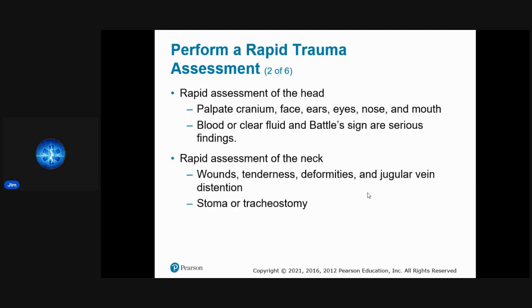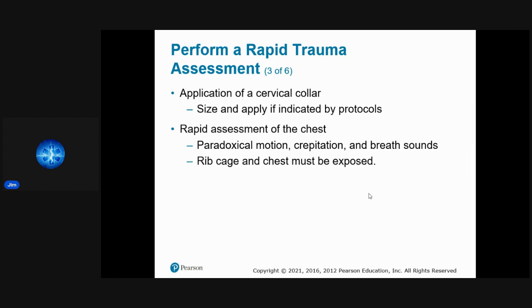Rapid assessment of the head. We're going to palpate the cranium, the face, the ears, the eyes, nose, and mouth. We're looking for blood or clear fluid in the ears, or Battle's sign. This is the bruising area at the ears. Or we're looking for raccoon eyes, the bruising area at the eyes. These are signs of a basilar skull fracture. We're going to rapidly assess the neck, looking for wounds, tenderness, deformities, JVD. We're going to check for stoma and tracheostoma. We're going to apply a C-collar, size and apply it by your protocols after we assess the neck.